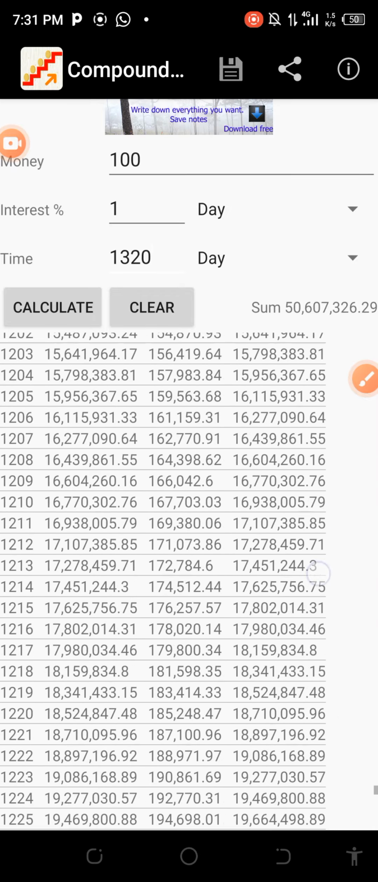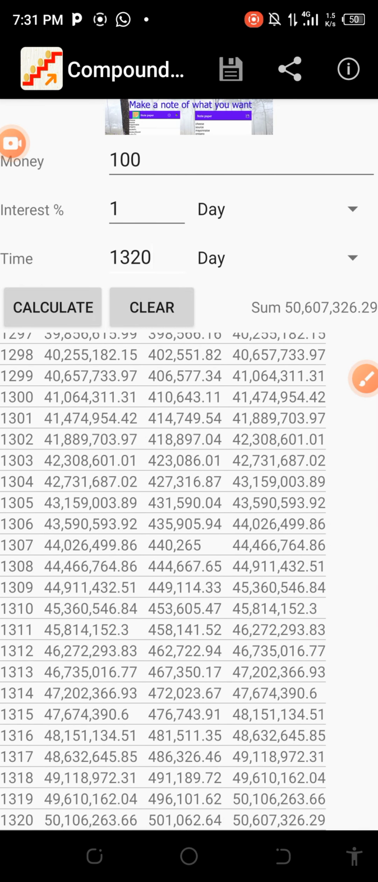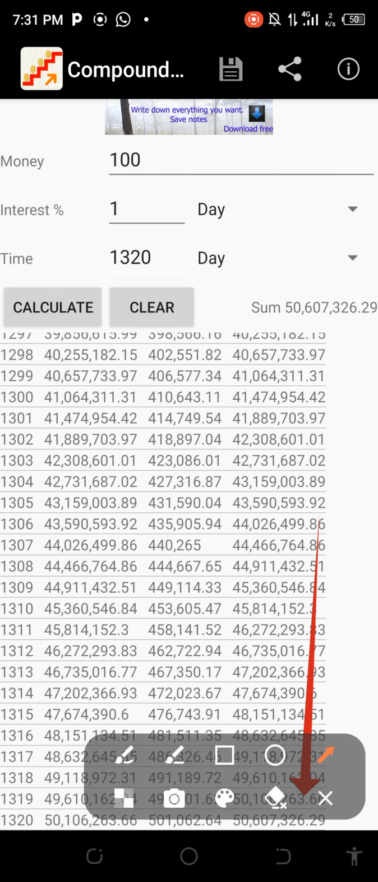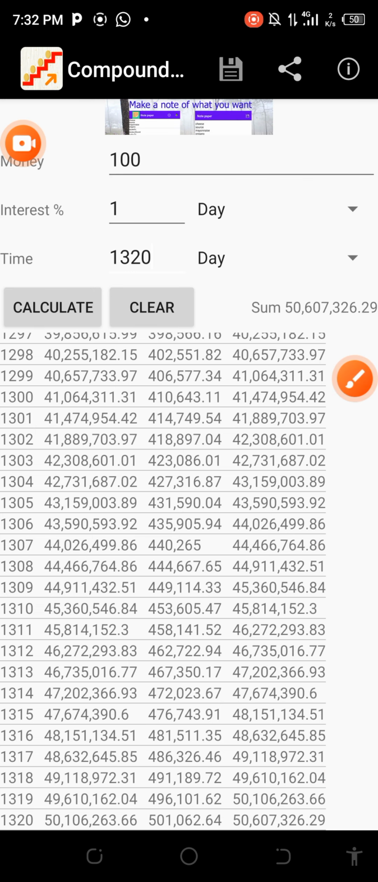You can see 1,320 days. You can see this is the amount after the 1,320 days: $50,607,326, $50.6 million, not in naira. So if you have to sacrifice for 5 years, starve yourself for 5 years, and you go on with this, I think it's worth it.